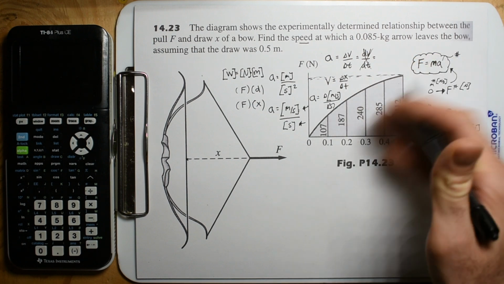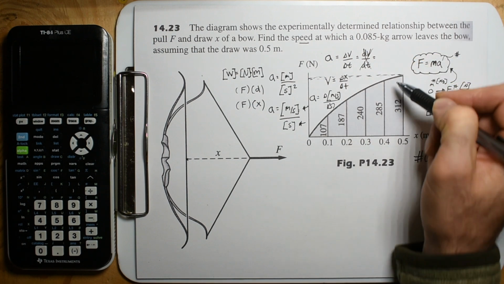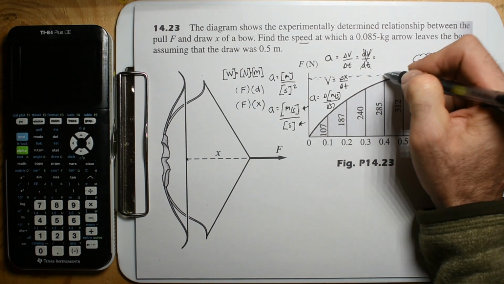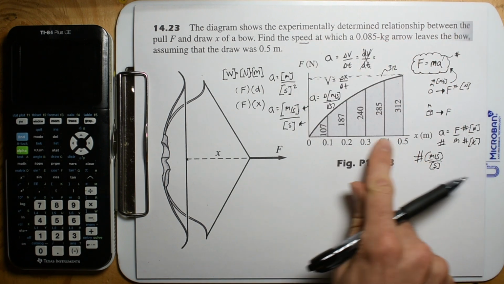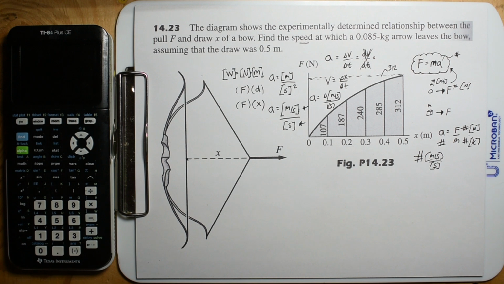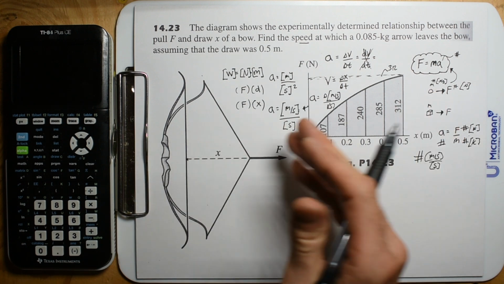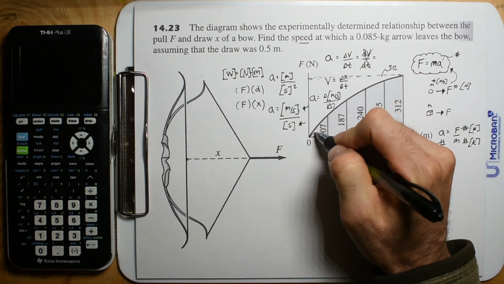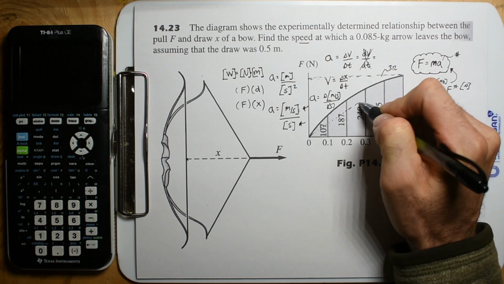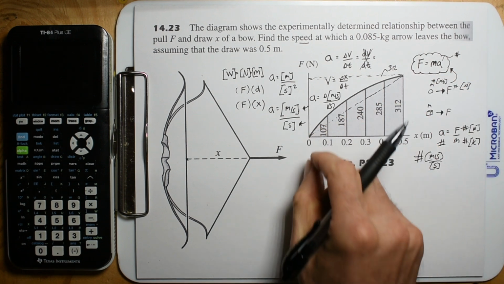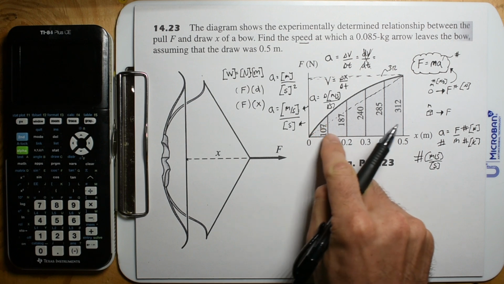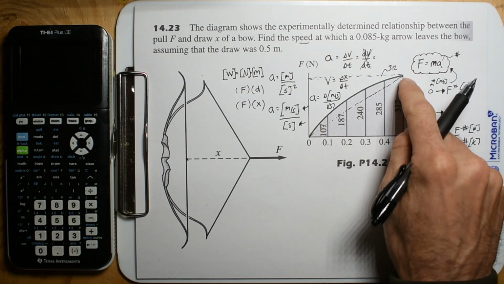That's the other thing, how to read a graph. We could just say the force is 312 for the entire length of this, and that's going to give us a speed of the arrow that's too high. The other thing, we can draw a line right here and say that at the start we're not pulling any force, but at the end we're pulling 312.